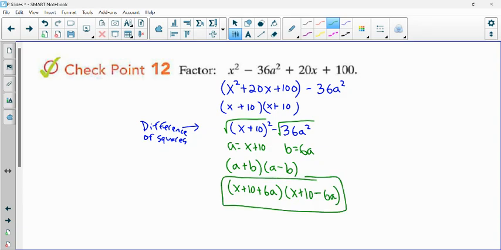So the answer looks kind of strange because we have three terms inside each of our parentheses, but there are no like terms within that. So therefore, that is the correct answer. Again, it's really the sum and difference. We're just taking the square root of each term. One's plus, one's minus.